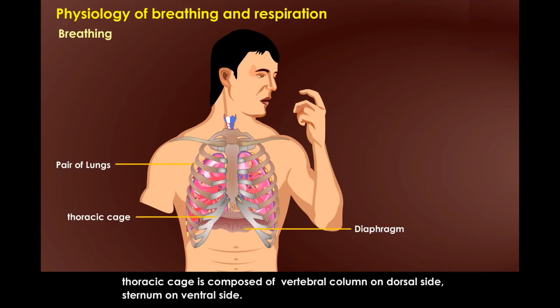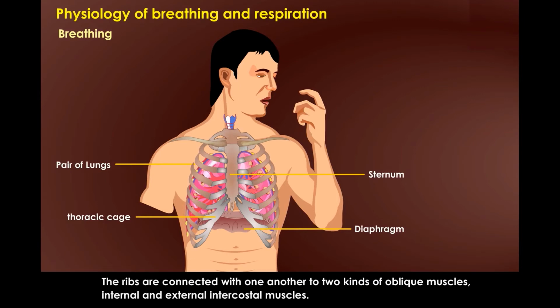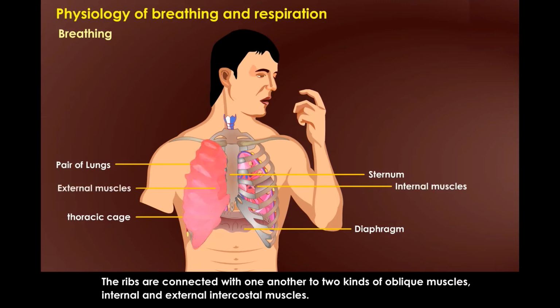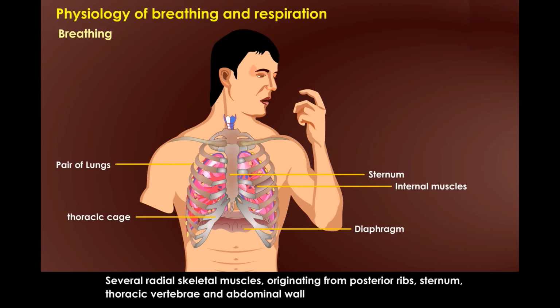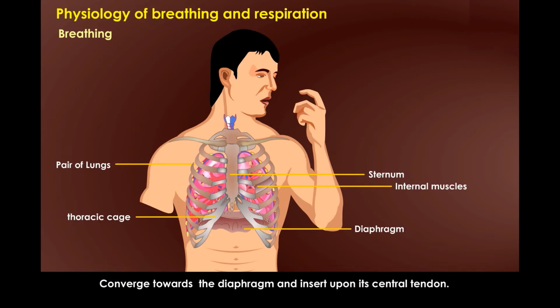Thoracic cage is composed of vertebral column on dorsal side, sternum on ventral side. The ribs are connected with one another by two kinds of oblique muscles: internal and external intercostal muscles. The diaphragm is convexed towards thorax like a dome. Several radial skeletal muscles originating from posterior ribs, sternum, thoracic vertebrae, and abdominal wall converge towards the diaphragm and insert upon its central tendon.